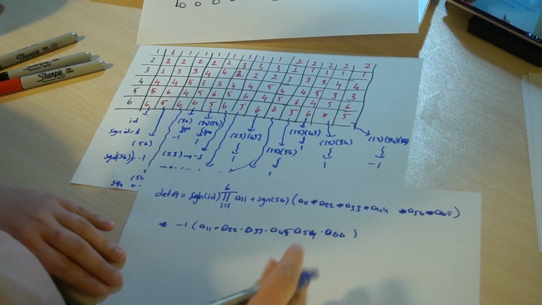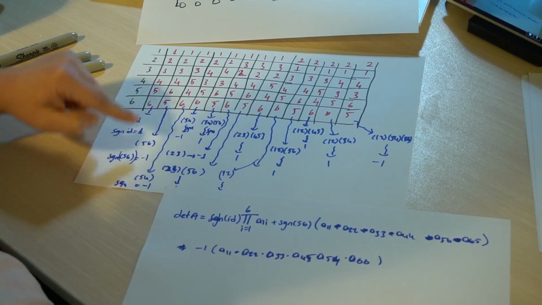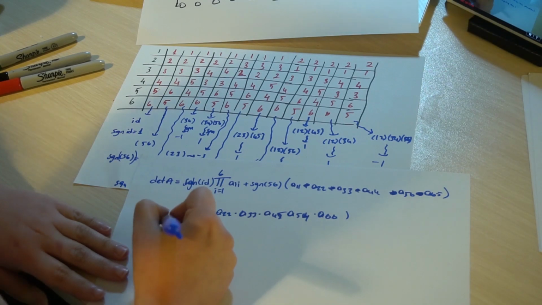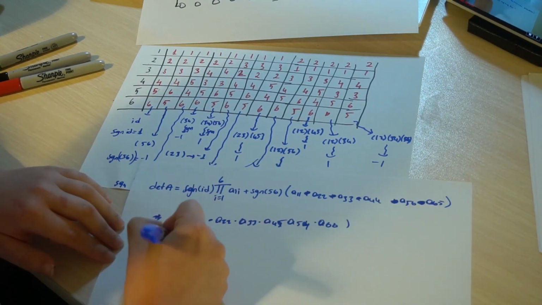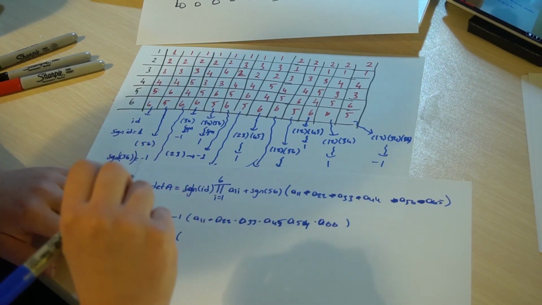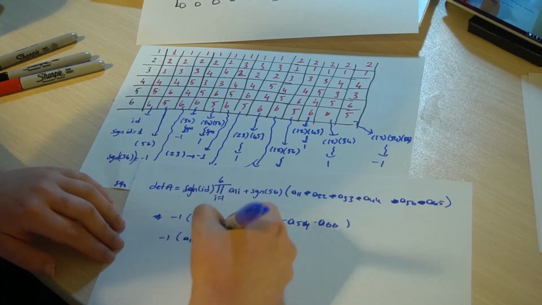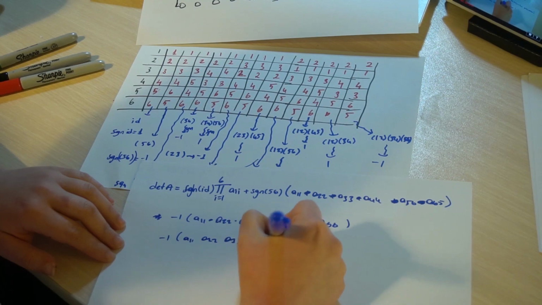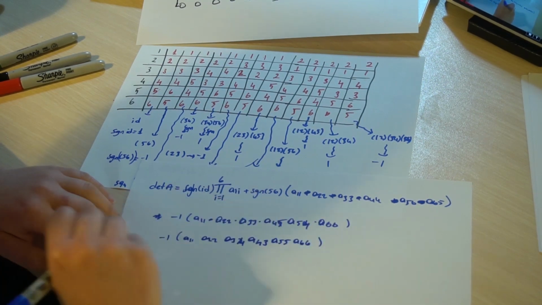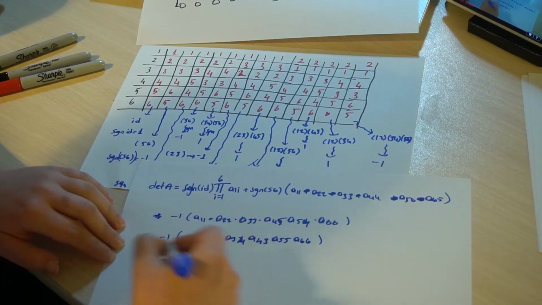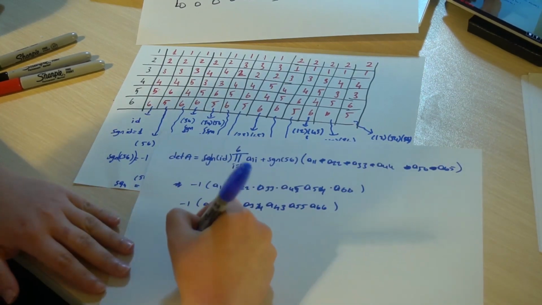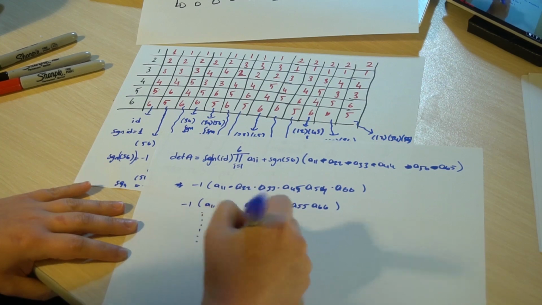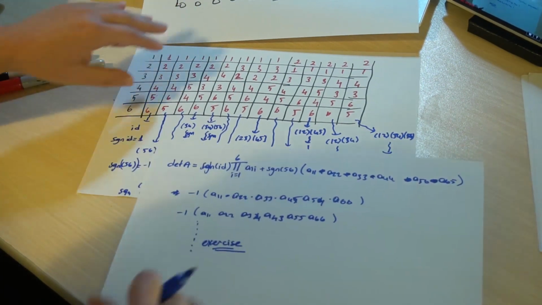And let's look at this one, 5, 4, okay. Let's look at the 3, 4 again, minus 1, A1, 1, A2, 2, A3, 4, A4, 3, A5, 5, A6, 6. And you can write the determinants continue in this way, and I'm leaving this one as an exercise.